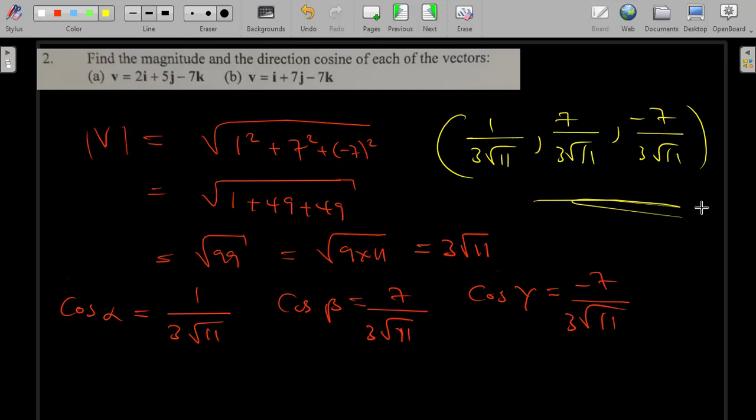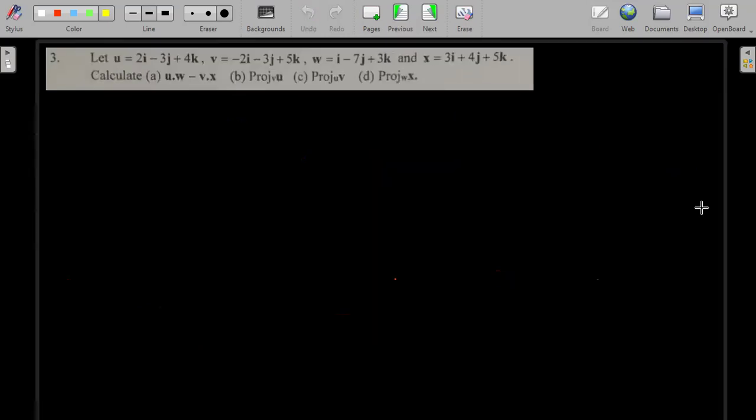Okay, let's move on to the next question. So the next question says, let u equal to that, v that, w that, and x that. So now they're telling us to find, first of all, so this is u. So A says find u dot product of w minus v dot product of what?